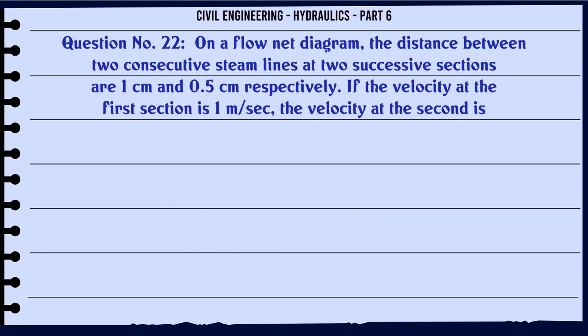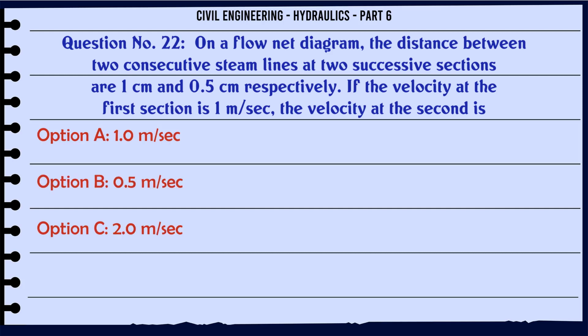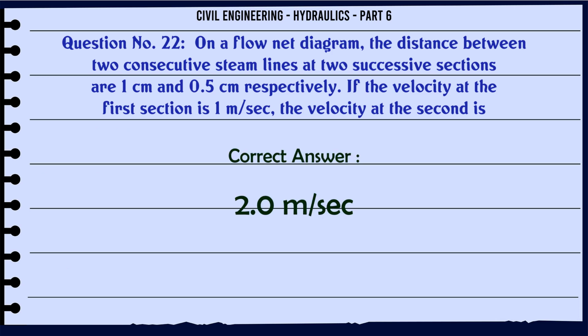On a flow net diagram, the distance between two consecutive stream lines at two successive sections are 1 cm and 0.5 cm respectively. If the velocity at the first section is 1 m/s, the velocity at the second is A. 1.0 m/s, B. 0.5 m/s, C. 2.0 m/s, D. 2.5 m/s. The correct answer is 2.0 m/s.